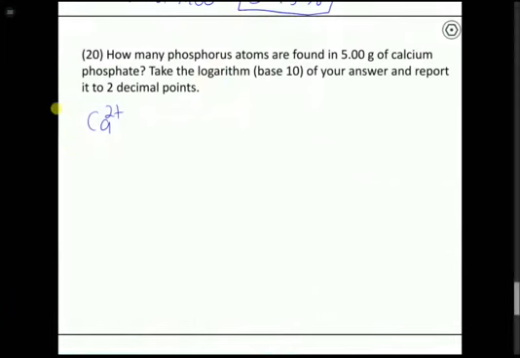Phosphate is one of our polyatomic ions. We need to know its formula, which is PO4 with a 3- charge.